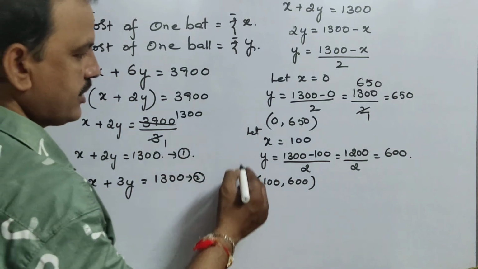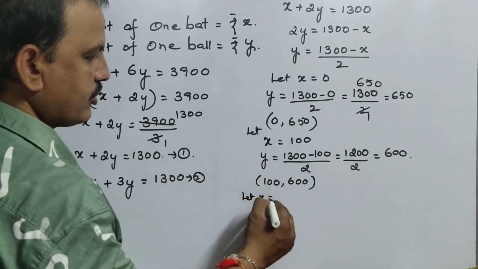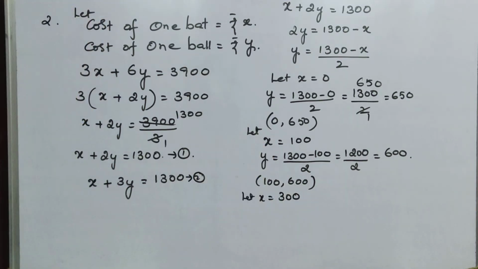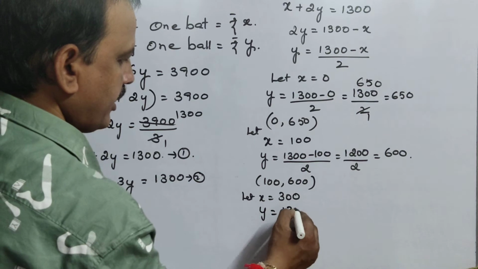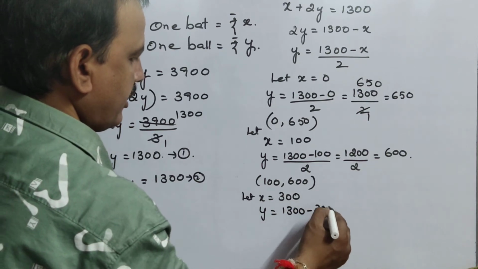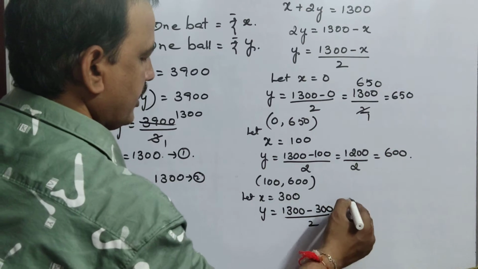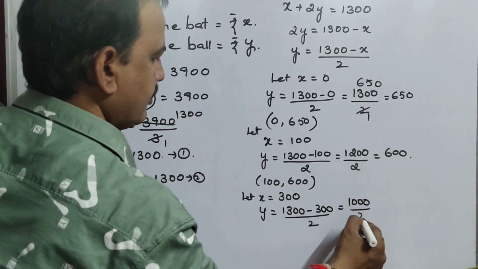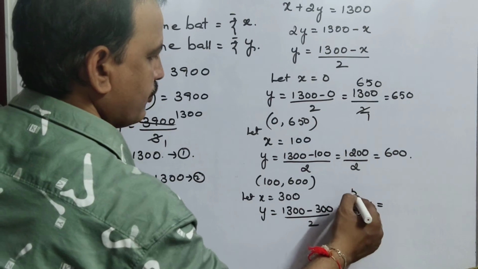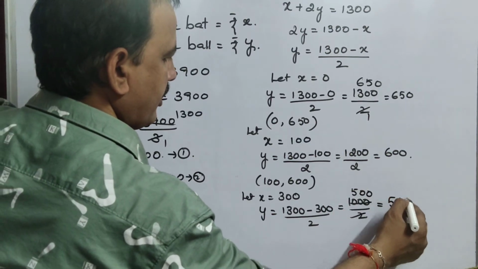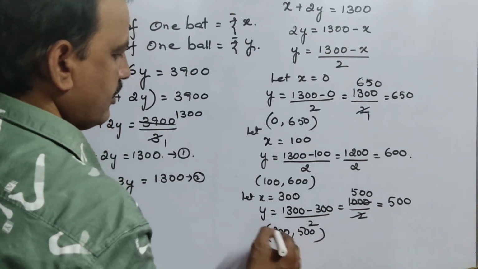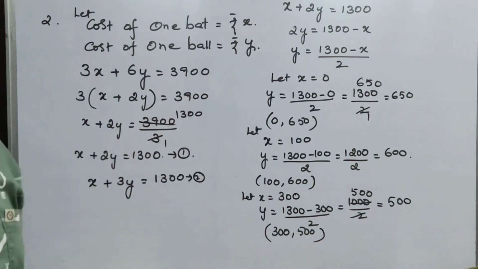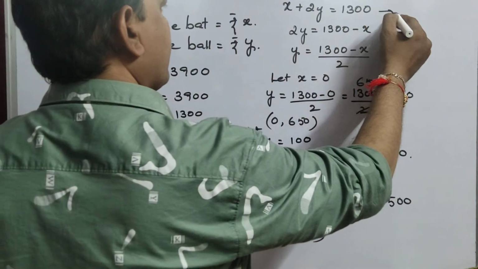Next, let x equals 300. If you consider x equals 300, now y equals (1300 minus 300) by 2. That is 1000 by 2. That is 2 ones are 2, 2 fives are 10, 0 0. That means 500. That means (300, 500). So this is based on the first equation, children.